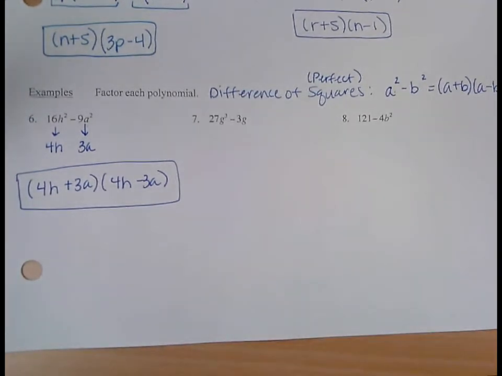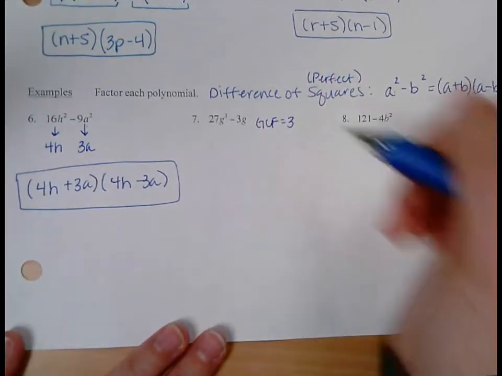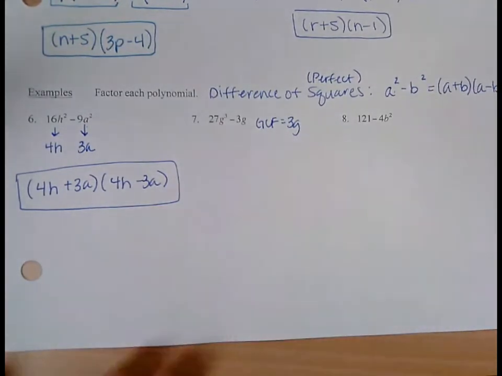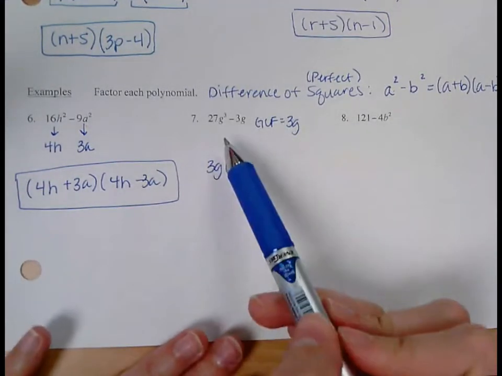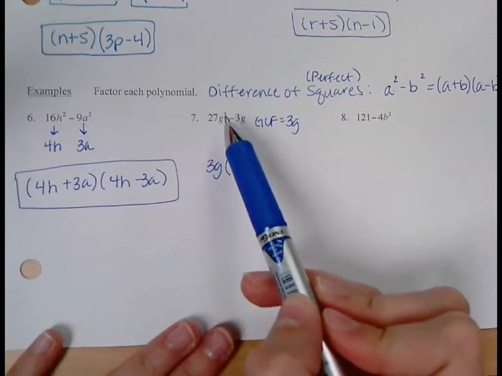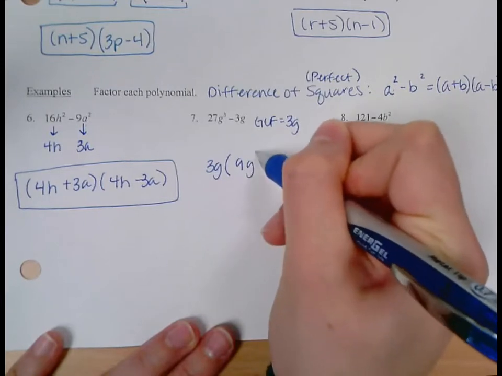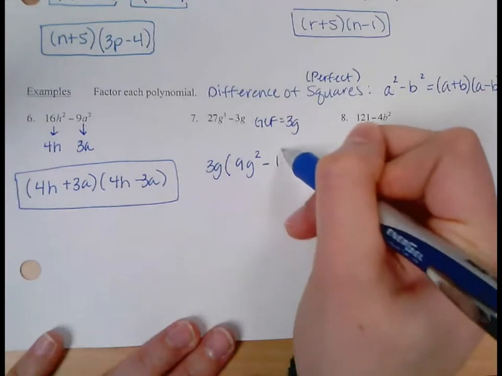Okay, so if we look at 7, does 7 have a GCF? They have a 3 in common. Anything else? They have a G in common as well. So if you have a GCF that needs to be factored out first, I'm going to have 3G times, if I divide both of these by 3G, 27G cubed divided by 3G would be 9G squared. And then minus 3G divided by 3G is just 1.